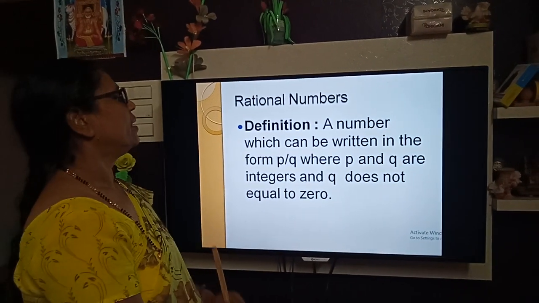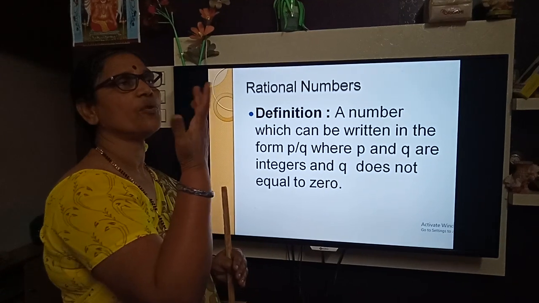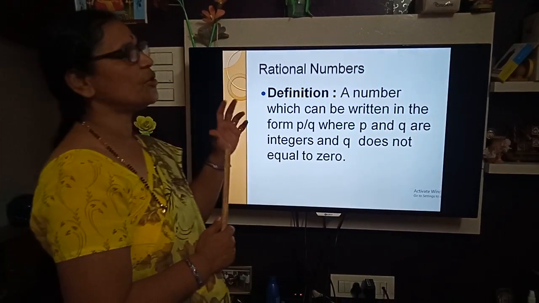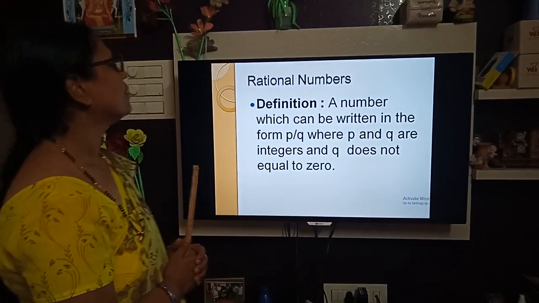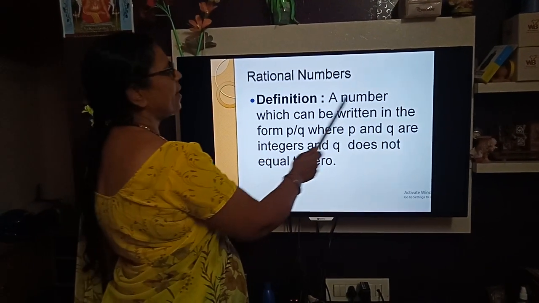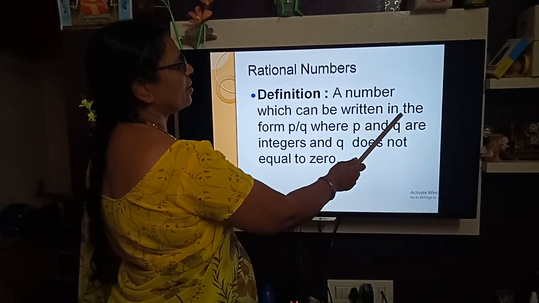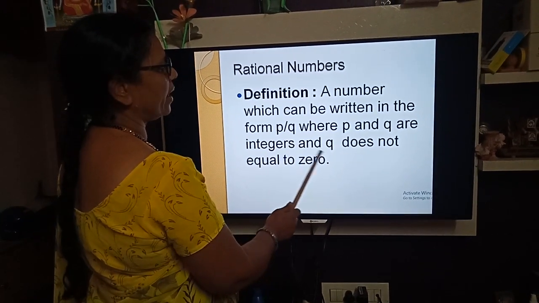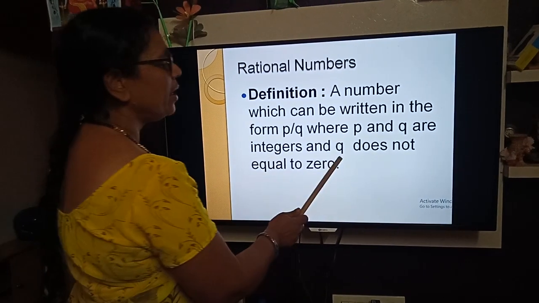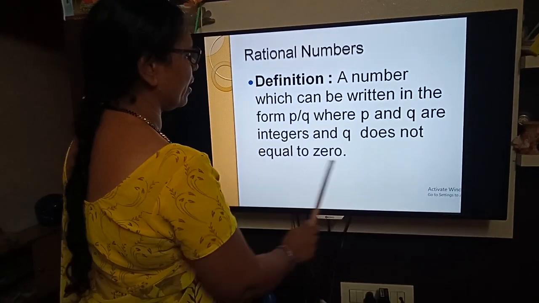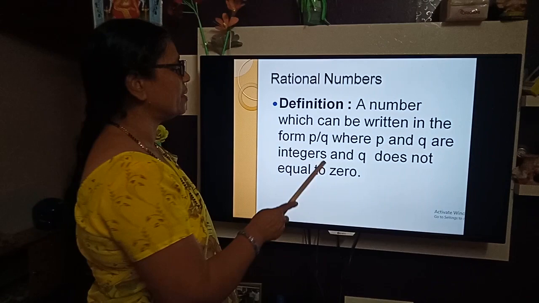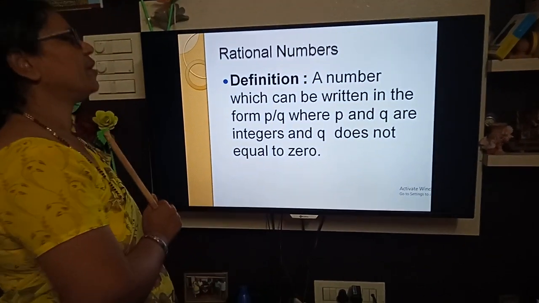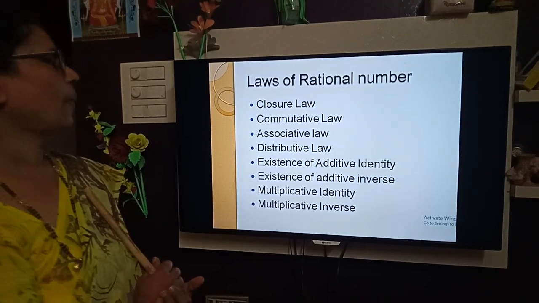Rational numbers. A rational number is nothing but the ratio between two integers. In simple language, I can say it's the ratio of two integers. The definition says that a number which can be written in the form p by q, where p and q are integers and q does not equal 0. Here is a condition: q does not equal 0. If q becomes 0, then it is undefined. So, this is the definition of rational numbers.